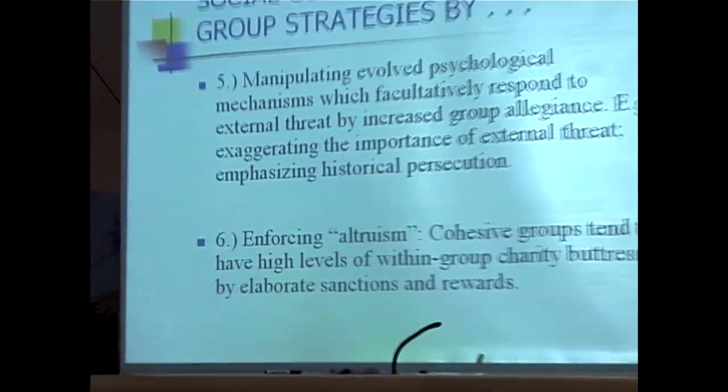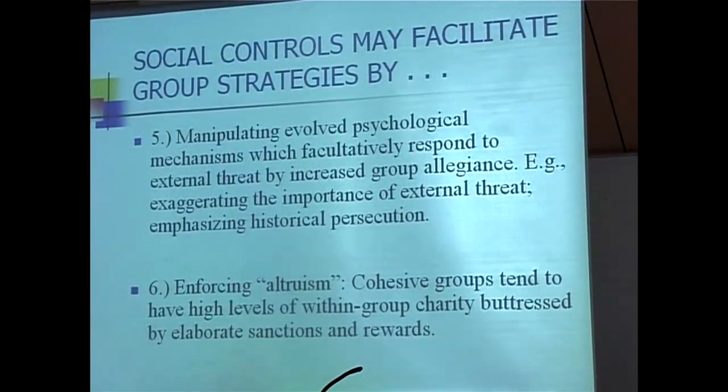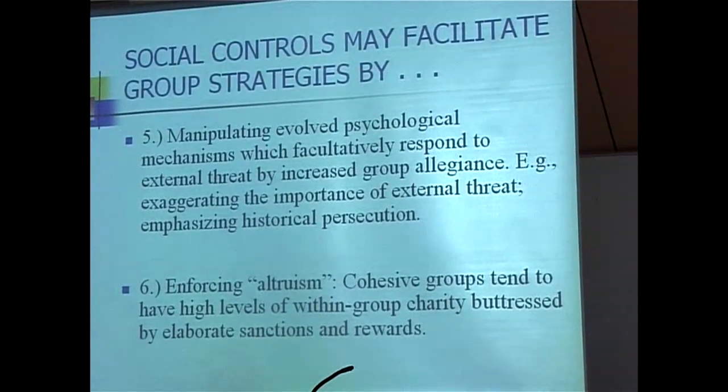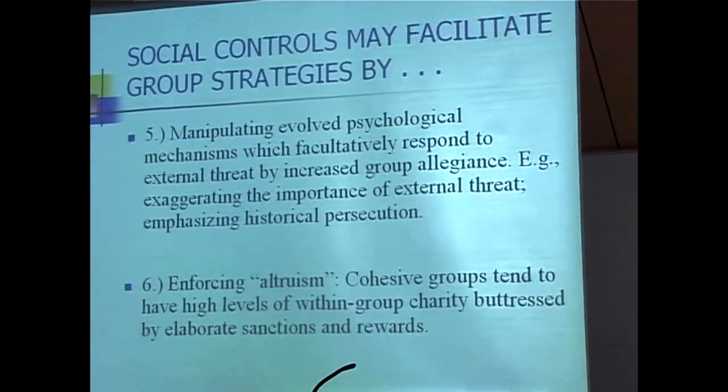Okay, the fifth way that social controls can facilitate group strategies is by having psychological mechanisms that respond facultatively. Now, when I say facultatively, it means that if something happens, if there is an external threat, then these mechanisms are turned on. If there's no external threat, then they're not turned on. That's what facultative means.